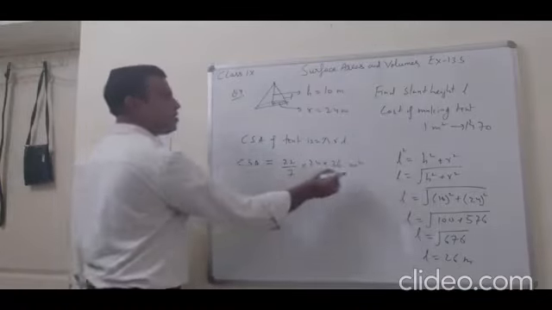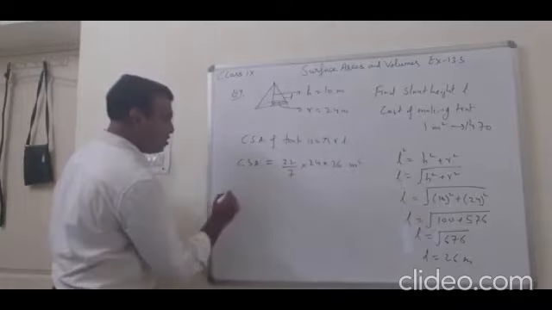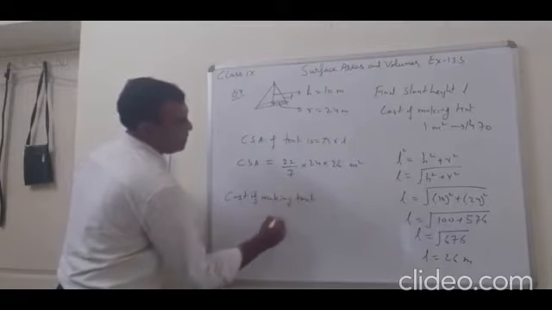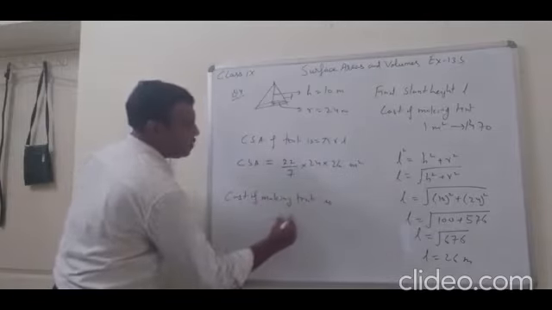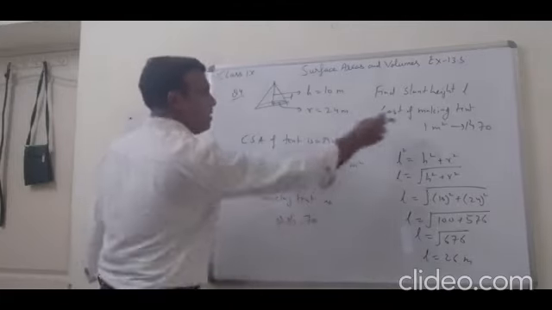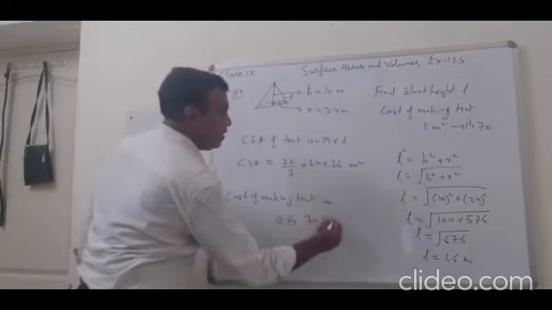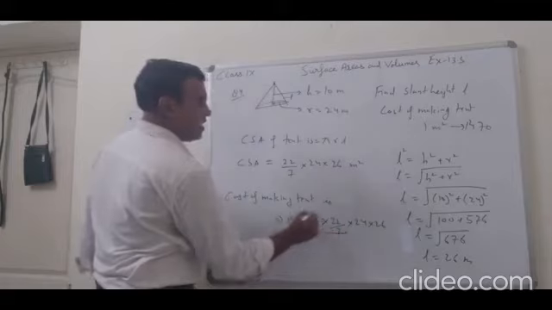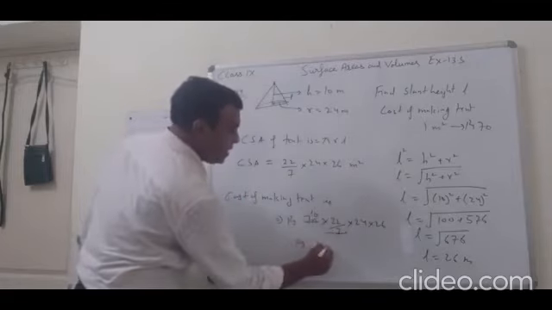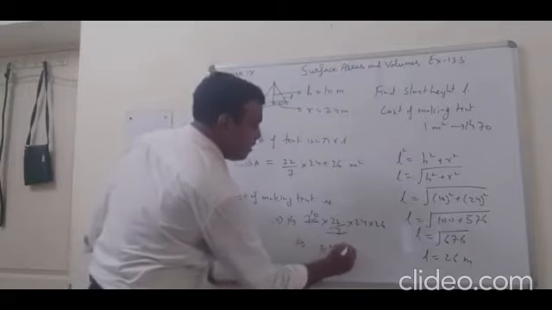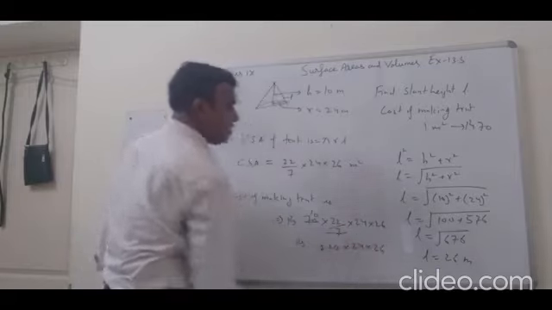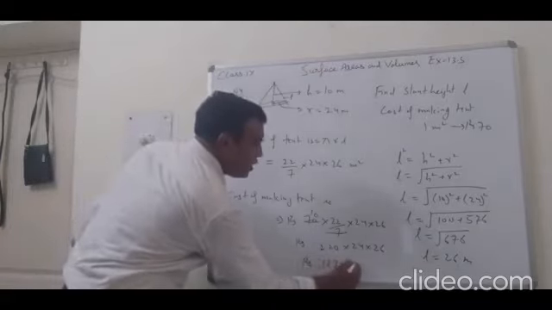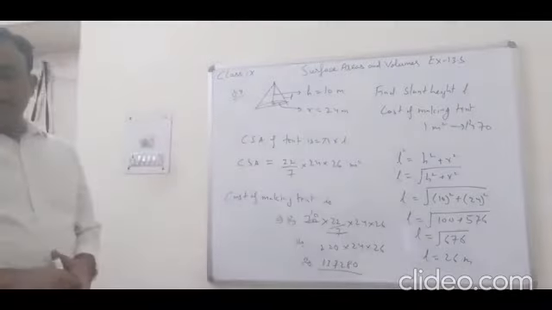So we have to find the cost. No need to solve. The cost of making the tent will be how much? What is the rupees given? 70. If 1 meter is 70, then this many meters times that. 22/7 into 24 into 26. The 7 will cut, giving 10, and you have to multiply 10 into 22 into 24 into 26. If you multiply it, you will get the answer 137280 rupees.